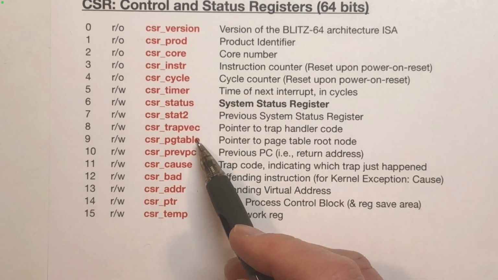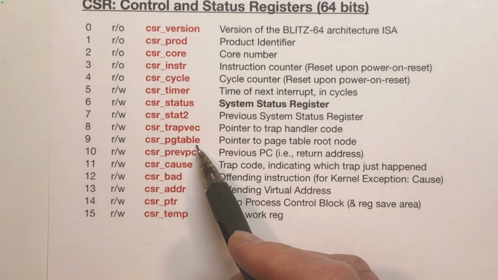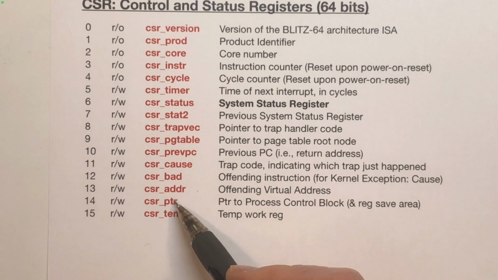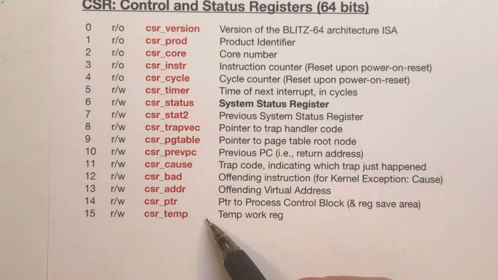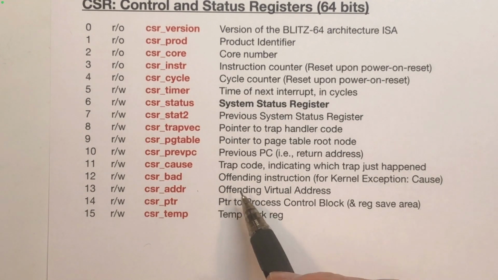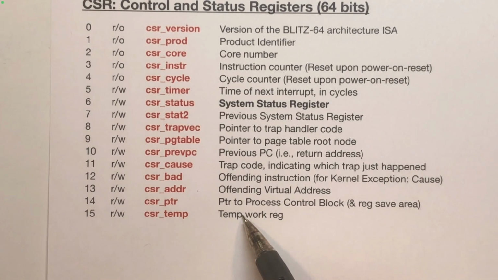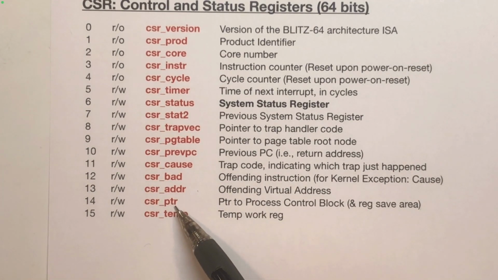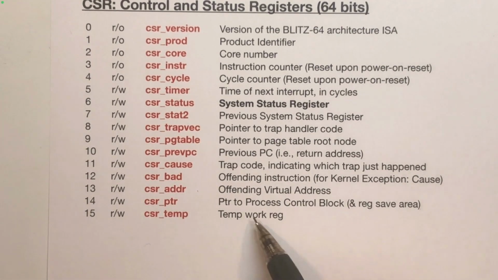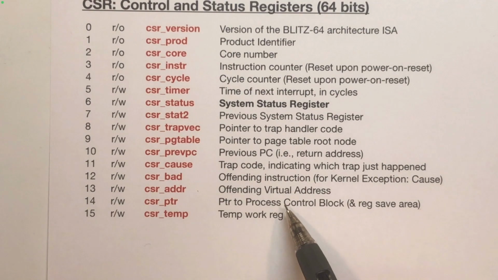If virtual addressing is being used, then the page table register will point to the root of the page table tree. And finally, we have two more registers, the CSR pointer register and the CSR temp register. These have no special hardware functioning, but they are used by the kernel, and in particular by the trap handler, to implement trap processing. The pointer register is intended to point to a place where registers can be saved, and the temp register is simply a work register that can be used by the trap processing.